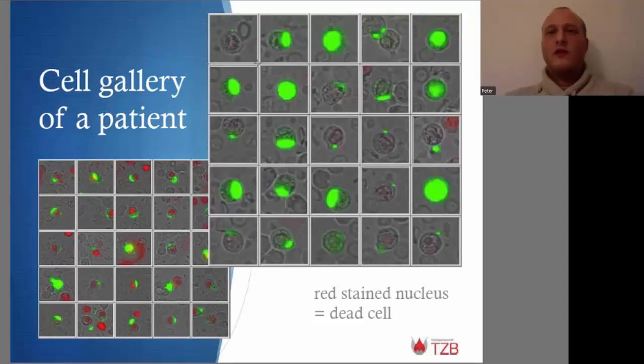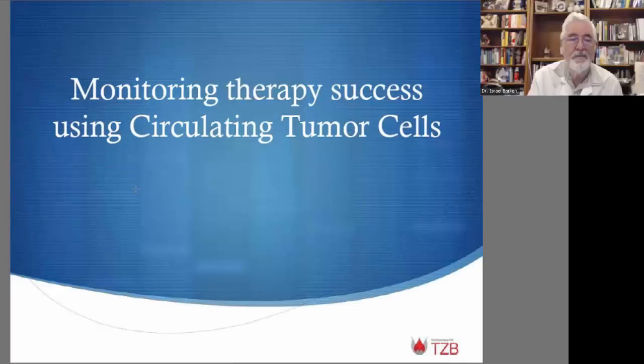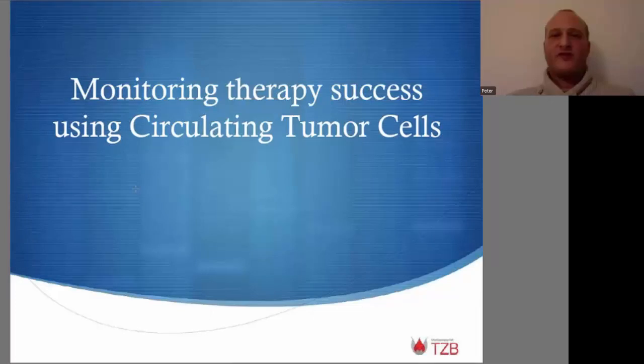We do a double staining to see whether the cells are alive or dead. If the cells are dead or already dying, then the cell membrane is damaged, and another color, another staining, can get into the cell nucleus, and we see it on the microscope like a red dot in the core of the cell. So if the nucleus is stained red, then the cell is dying or already dead. I see. We can monitor the therapy success using circulating tumor cells.